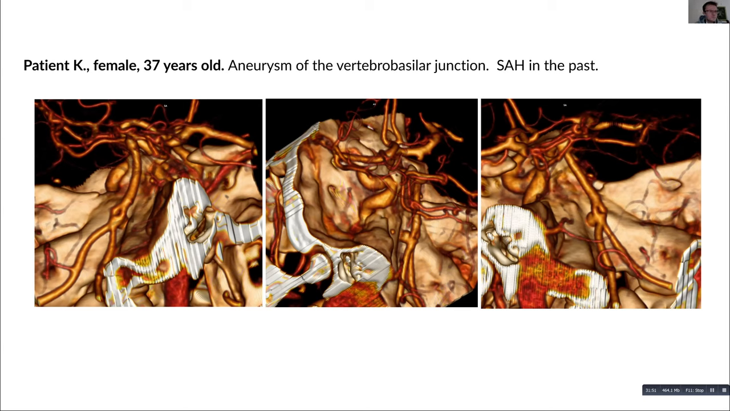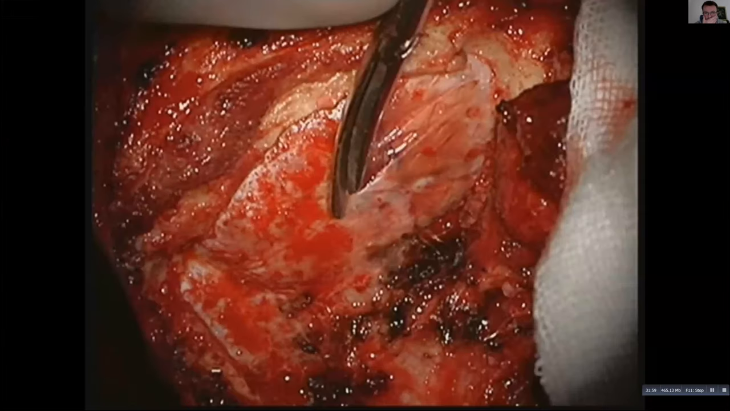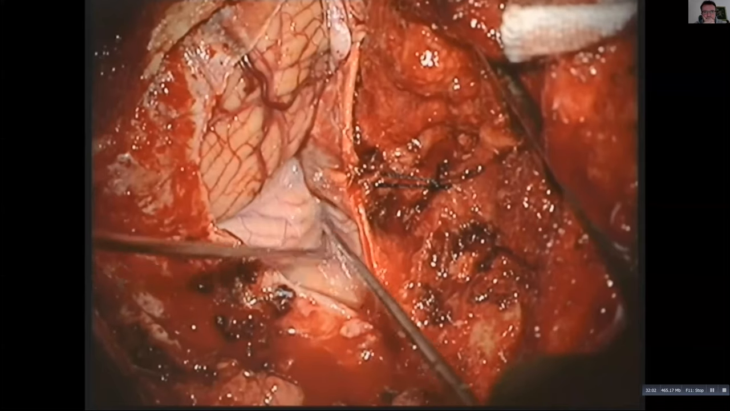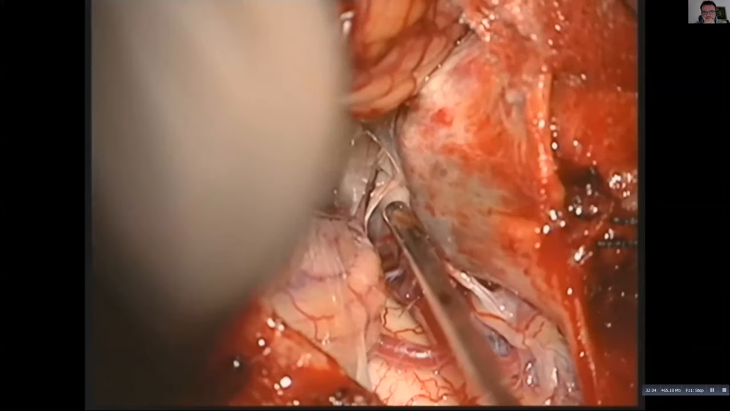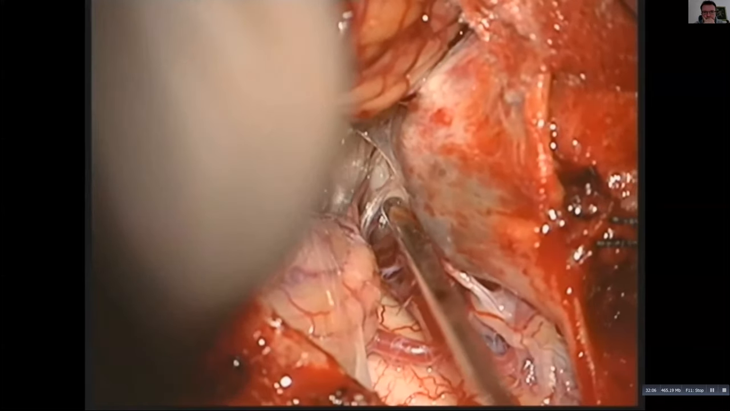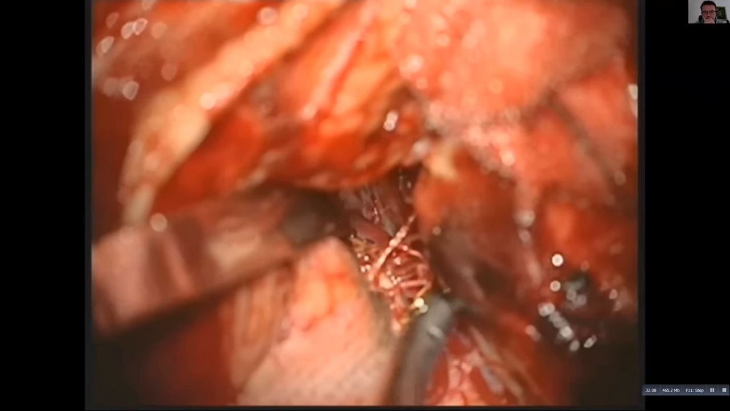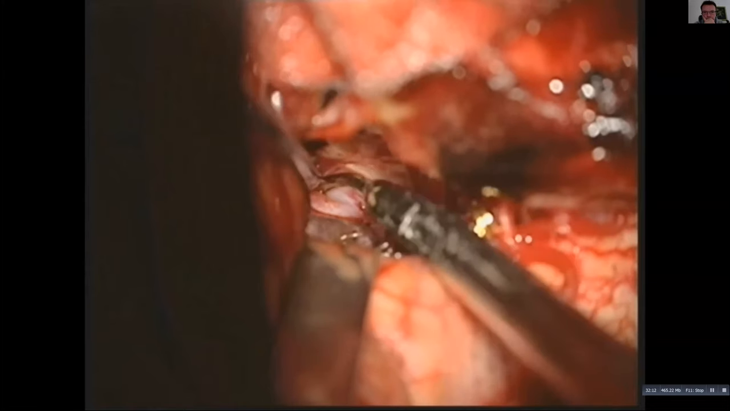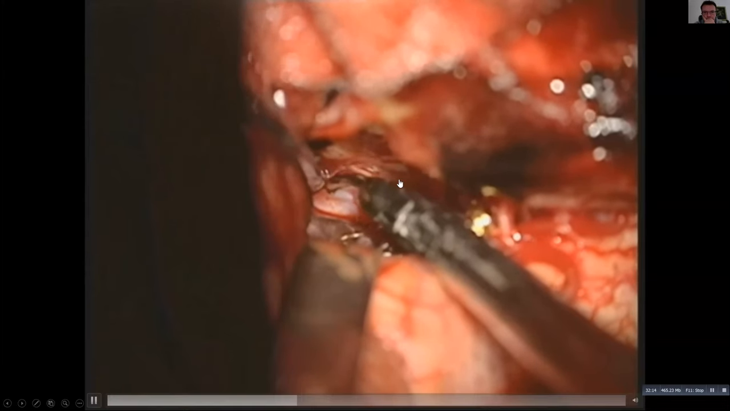You can see the fenestration of the basilar region, and it's not suitable for endovascular treatment. So we did it microsurgically with the far lateral approach. You can see the dura opening, the approach for the cistern and proximal vertebral. Here's the temporary clipping, and you can see the dome of the aneurysm and the clipping of the dome.